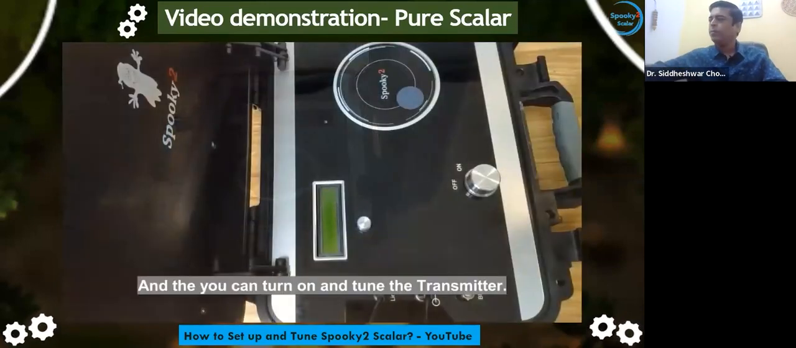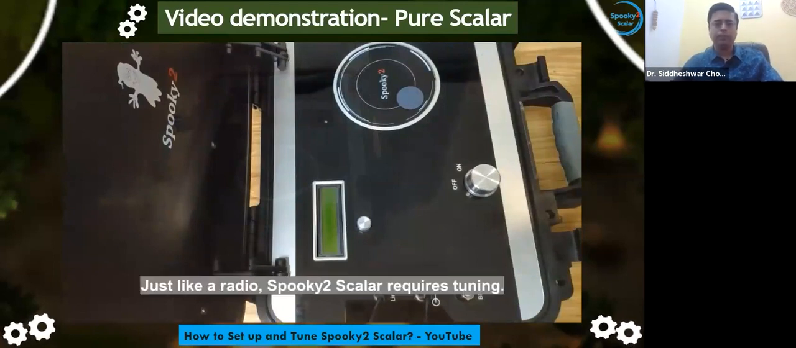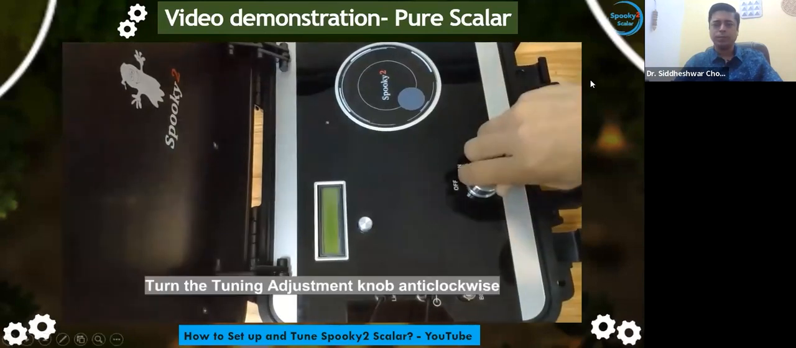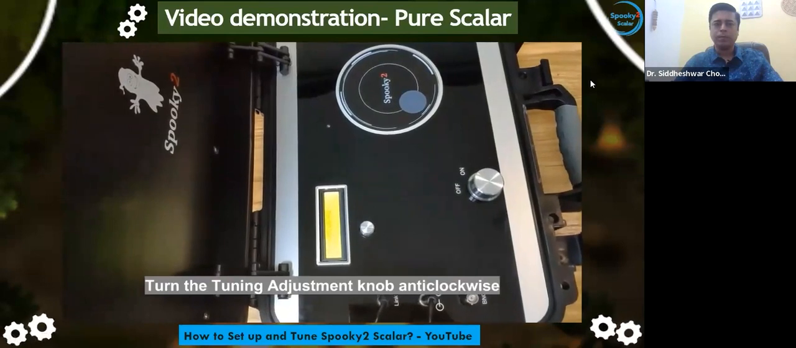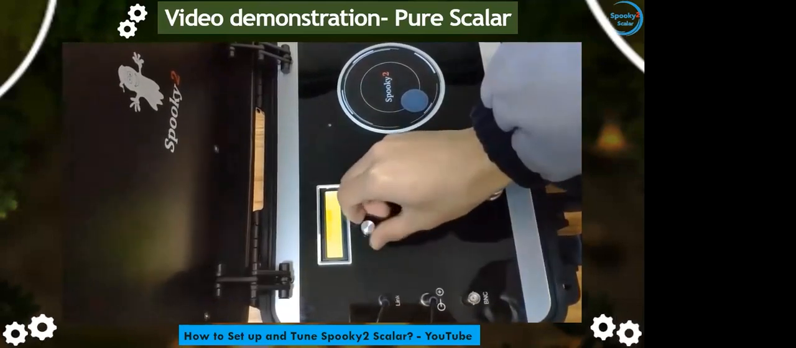And then you can turn on and tune the transmitter. Just like a radio, Spooky2 Scalar requires tuning. It is very simple to do. Turn the tuning adjustment knob anti-clockwise until the tuning light beside the transmitter coil is at its first maximum brightness.